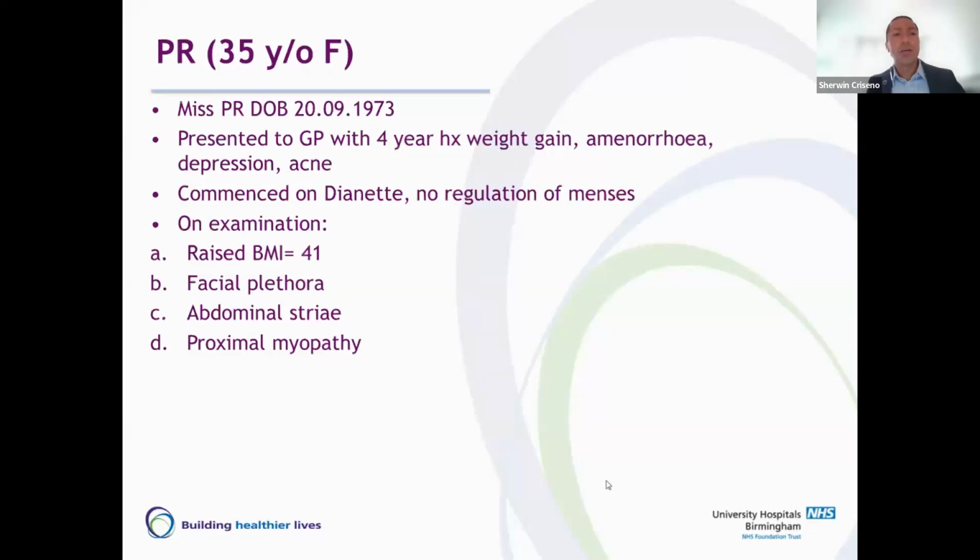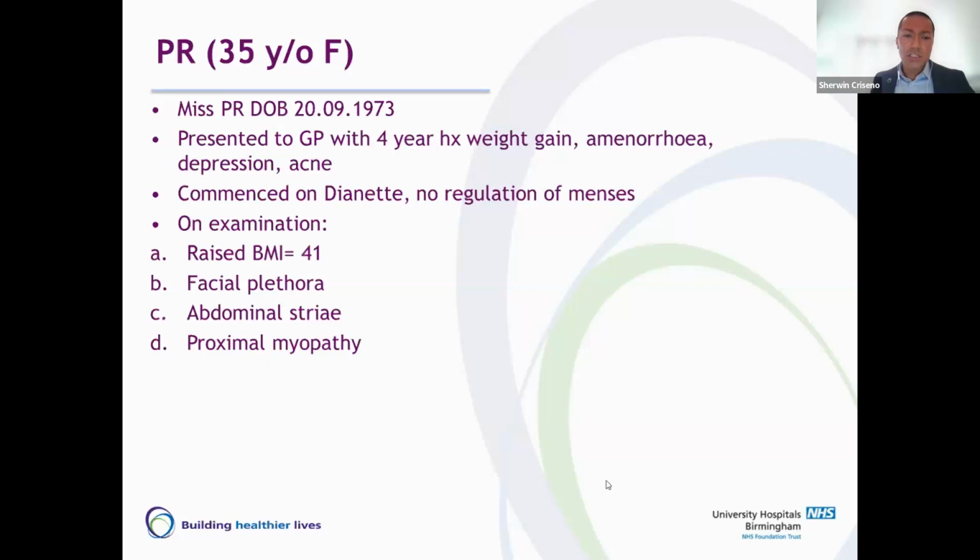So this is a 35-year-old female. She presented to GP with a 4-year history of weight gain and lack of period, depression, and acne. She was commenced on an estrogen pill called Dianette in order to regulate the menses, but there was no effect at all. And when she first attended the clinic consultation, she had a raised BMI of 41.